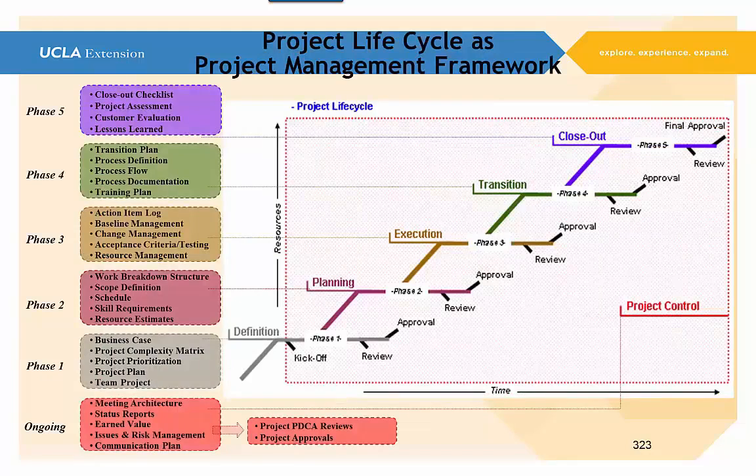Taking that same visual, that graphic, and now just putting on the side those phases and putting in some major bullets of what we want to accomplish in those phases adds an incredible amount of body of information to us. If we just look at phase 1: business case, project complexity, project prioritization, project plan, team project. Phase 2: work breakdown structure, scope, schedule, skill, resources. And then phase 3: action items, baseline management, change management.